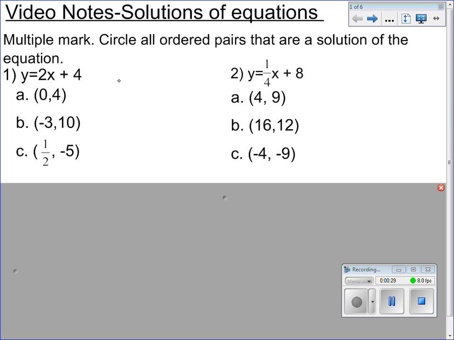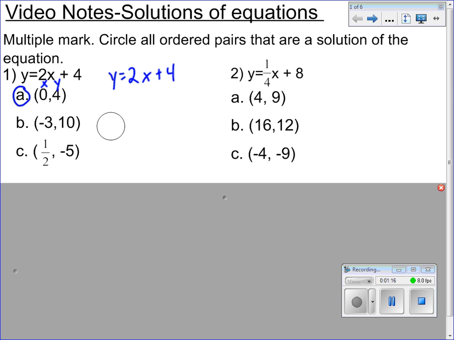The equation in number one that's given is y equals 2x plus 4. So this means that some number y equals 2 times another number x plus 4, and those two sides should be equal. If we start with A, our first number is always x, our second number is always y. When we plug those in, y is 4, equals 2 times our x, which is 0, plus 4. Well, 2 times 0 is 0, so we're left with 4 equals 4. Is that true? Yes. So A is a solution to this equation.